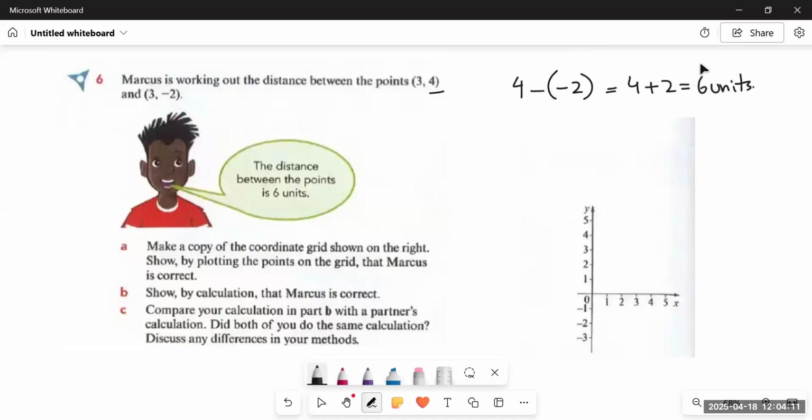First of all, we are going to mark these points, that is 3, 4. Here it is, 3 and 4. So we will mark it right here. And then the second one is 3, minus 2. So if we talk about 3, minus 2, what do we have to do? We have to go down. 3, minus 2 is over here. Okay. Minus 2 is the y coordinate. So the line would be like this. If we join these 2 points, it would be a straight line.